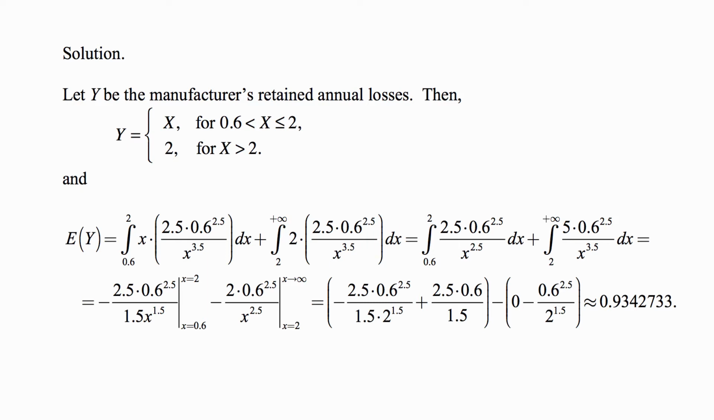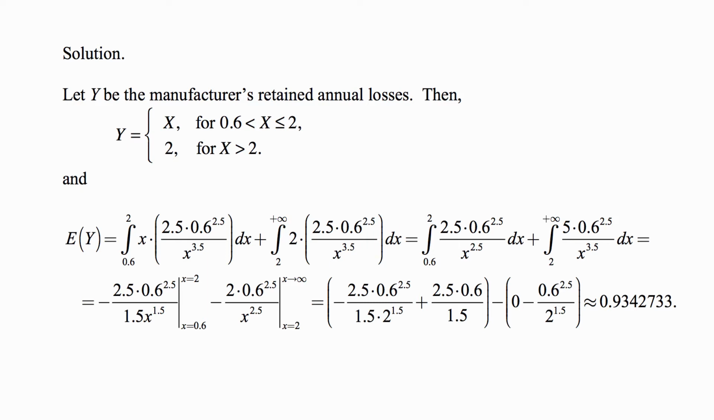Well, given this, we are asked to find the expected value of Y, and that's equal to the integral from 0.6 to 2 of x times the density dx, plus the integral from 2 to plus infinity of 2 times the density dx. Because that's what we have. It's X for the first interval and 2 for the second one, and we just multiply by the density in either case to find the expected value.